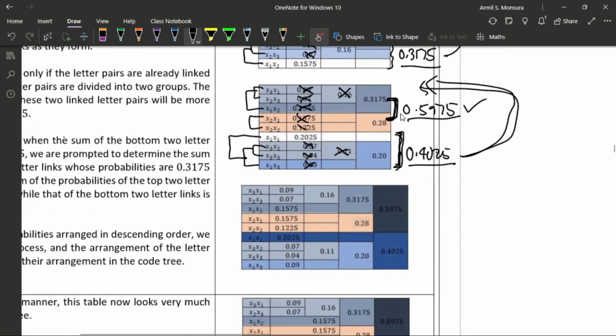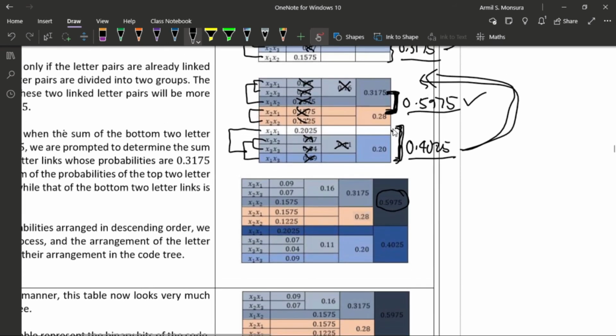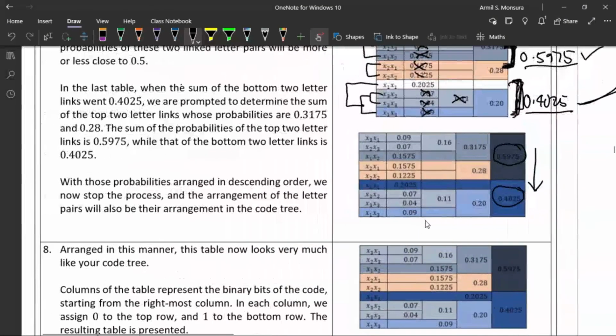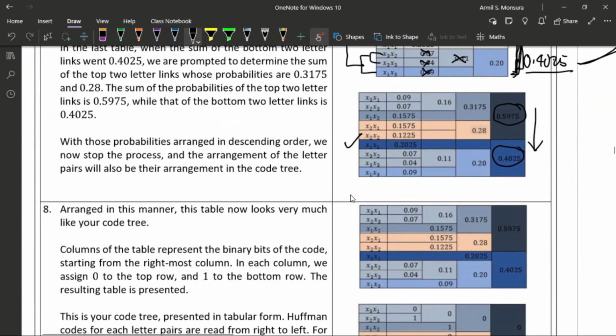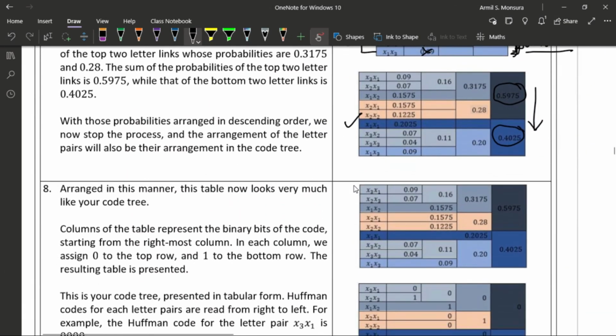So, these two will be combined, okay, to have a probability that sums up to 0.5975. And this will be combined or joined so that the probability here is 0.4025. Again, observe that the probabilities of occurrence of the joined alphabets should be arranged in decreasing probabilities. Okay? So, ngayon, actually itong table na to looks very much like your code tree already. Okay?